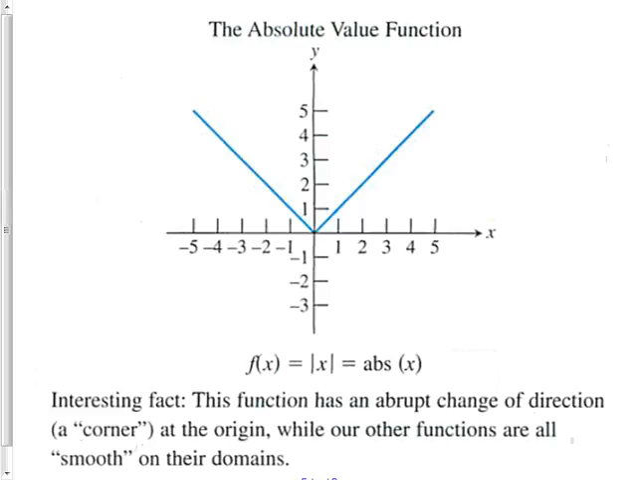Okay, absolute value function. You guys know this one. Interesting fact, this function has an abrupt change of direction or a corner at the origin, while all of the other ones were smooth. I believe that is called a cusp, but I am not positive of that. You will not be asked exactly what that's called.